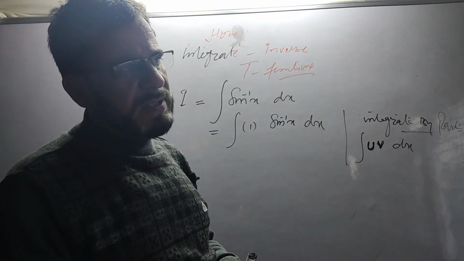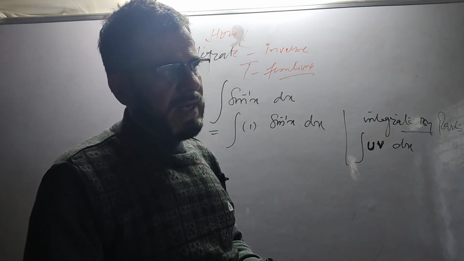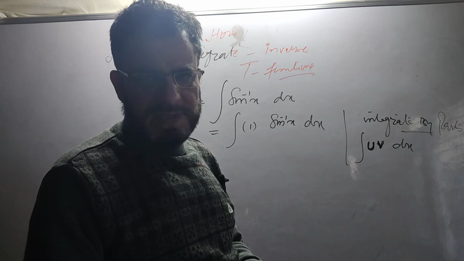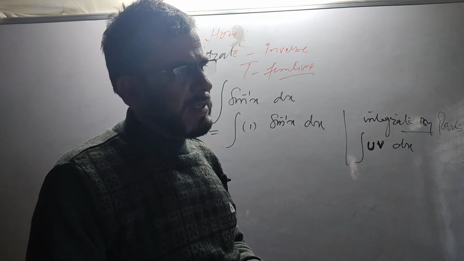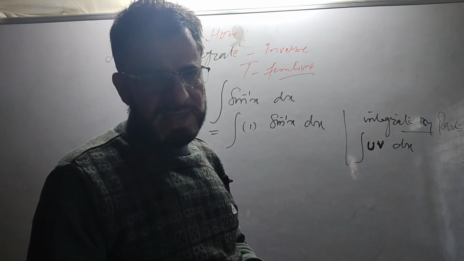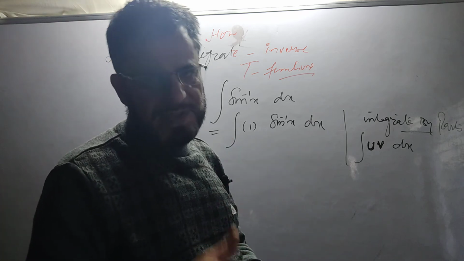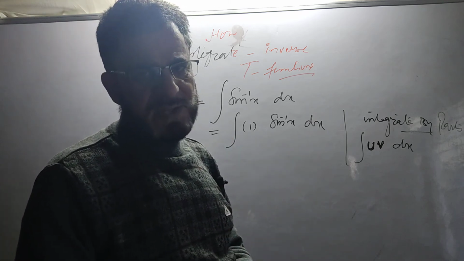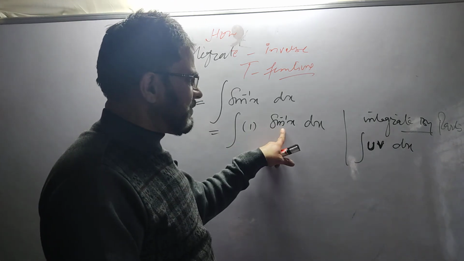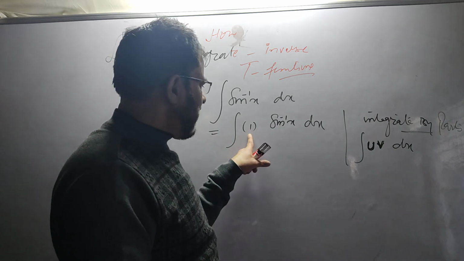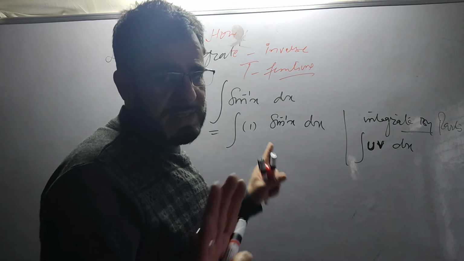And in lower classes, you might have heard about the rule that is ILATE. I stands for inverse function, L for logarithm function, T for trigonometric, A for algebraic, E for exponential. Whatever comes first in this ILATE, that we take as u. Actually, if you apply that method here, this is your inverse trigonometric, sine inverse. This is your algebraic.